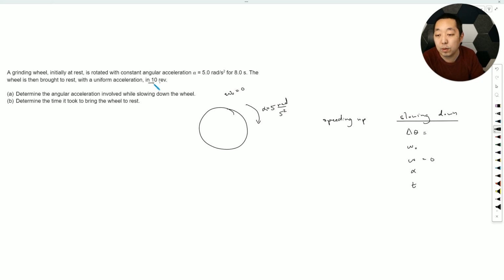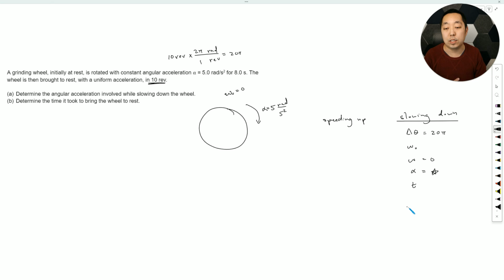Now, 10 revolutions is an angular displacement, right? But we want it in radians. So 10 revolutions, how many radians per revolution? Every 1 revolution is 2 pi radians, so it's going to be 20 pi that we're going to use for the angular displacement. We know it comes to a rest. We know it's a uniform acceleration, but I don't know anything else, and I want to know the angular acceleration.